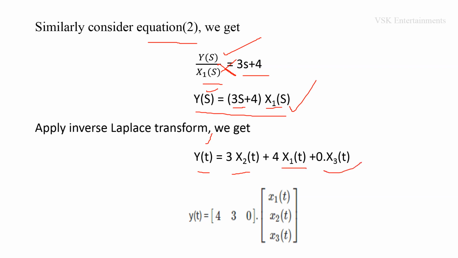variable becomes 0. From this equation, form the output equation, that is y(t) = a matrix, where the x1 variable coefficient is 4, and similarly for x2 and x3, into this matrix. This is the output equation of the given transfer function, and this is the solution for your practice problem.